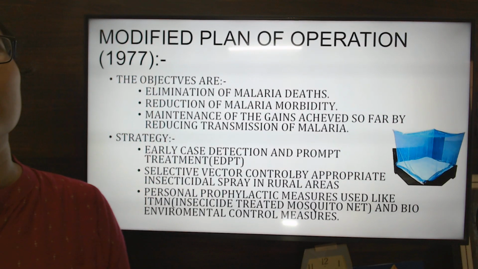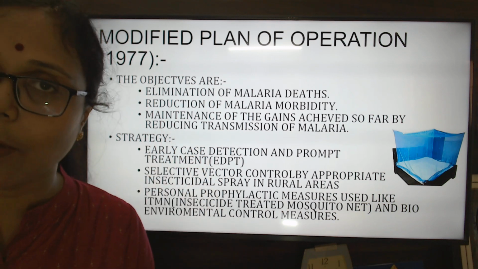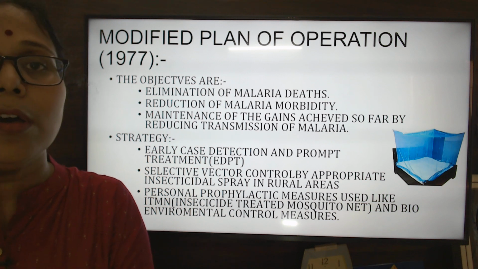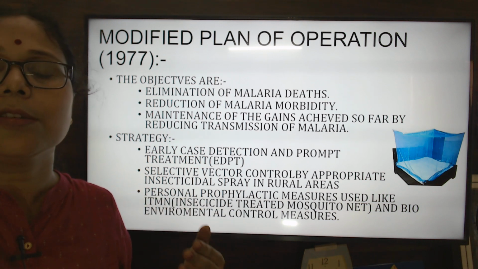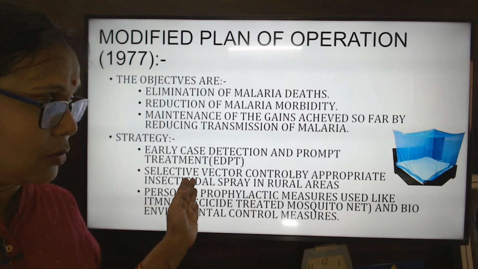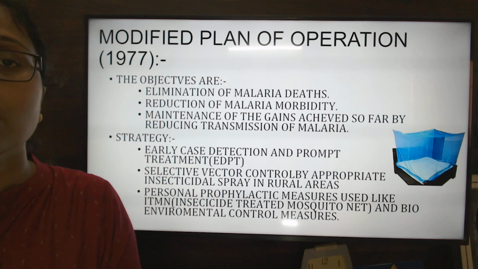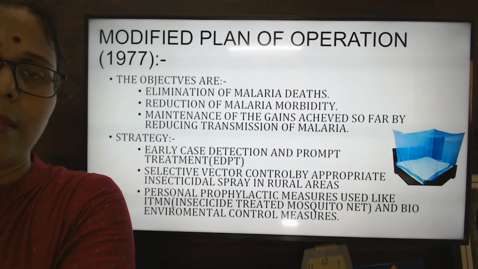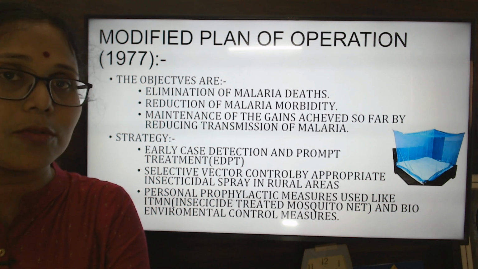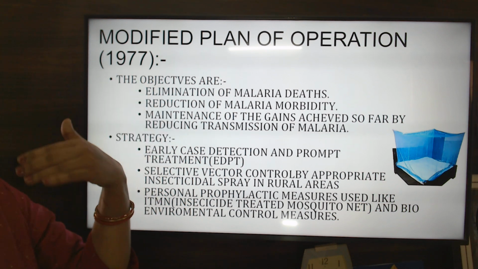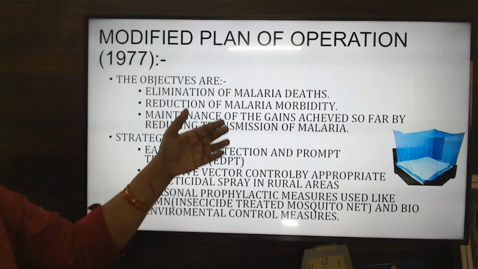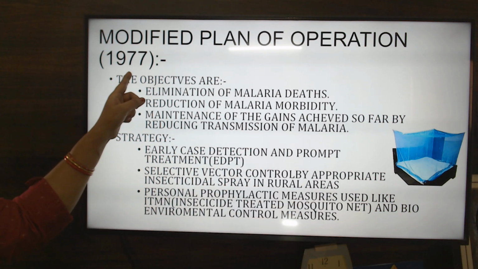Then the Modified Plan of Operations was launched in the year 1977, because mosquitoes developed resistance towards insecticides like DDT spray and also the 2% pyrethrum extract. So there may be a resurgence of cases, and the mosquito may also develop resistance. That's why the Modified Plan of Operations was launched in 1977.